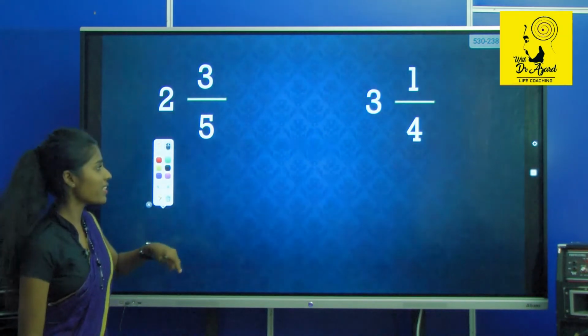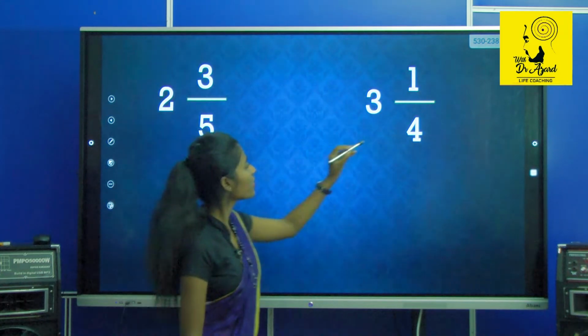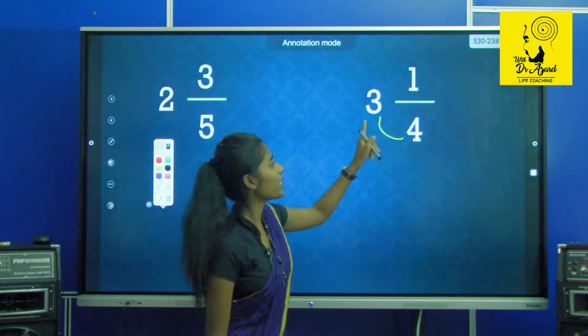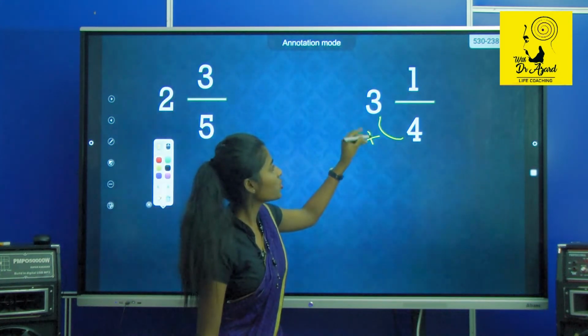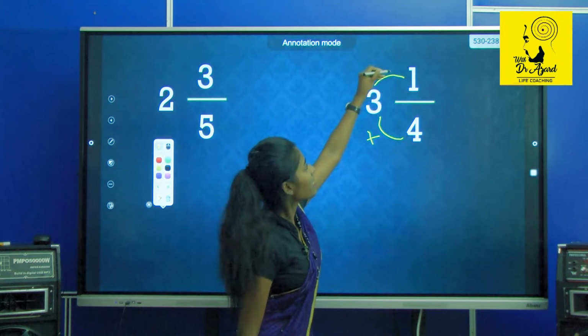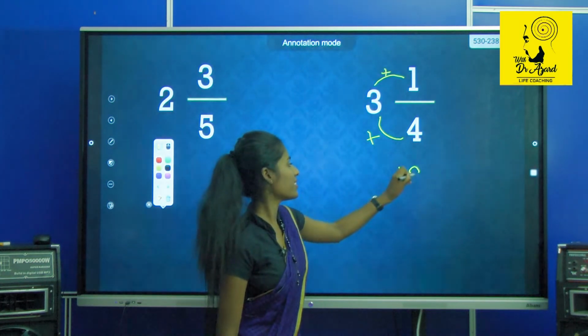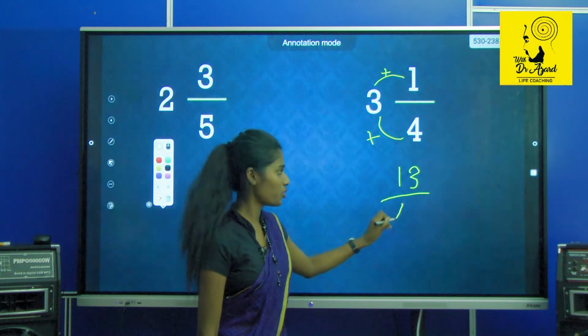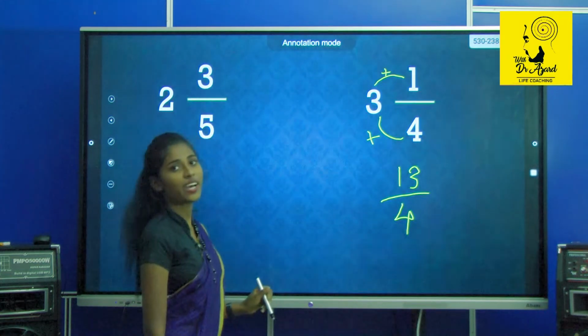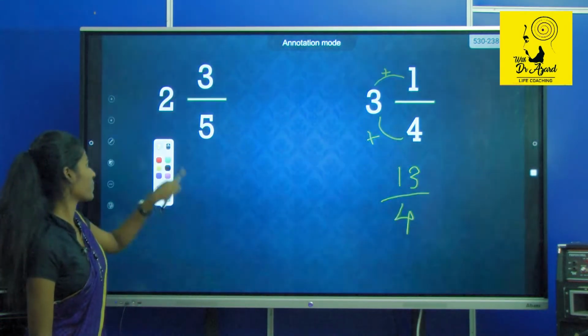Another example is there. 4 multiplied by 3, 12. 12 plus 1, 13. Denominator should be 4. 13 over 4 is the answer.